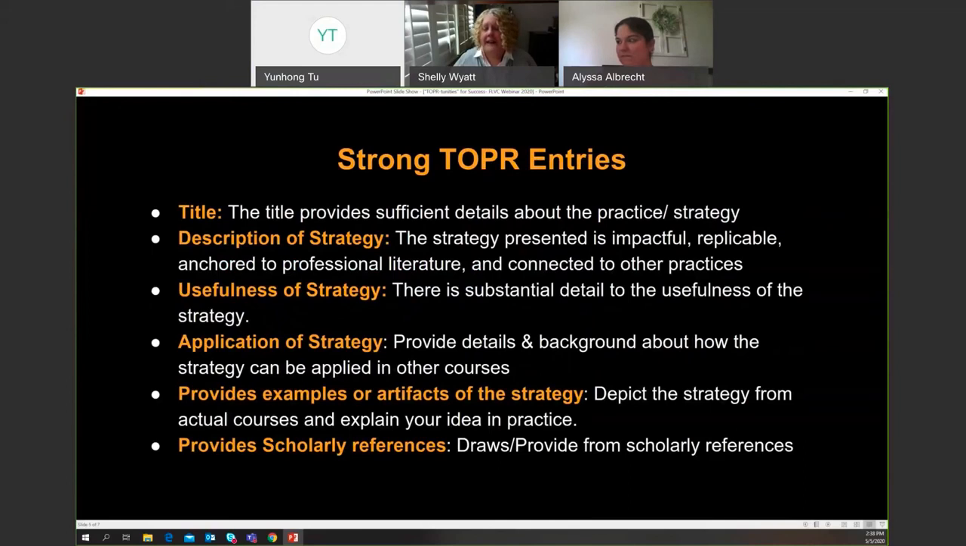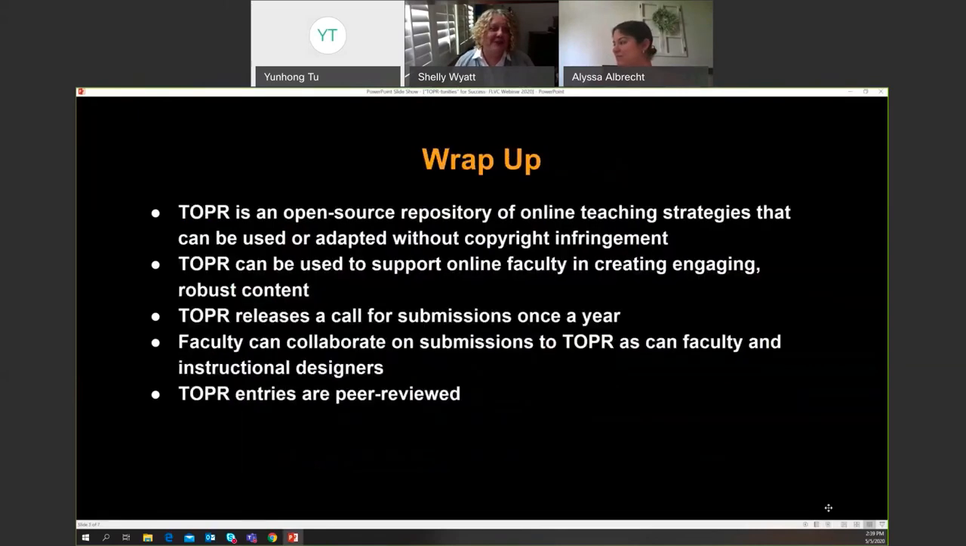So finally, and again, I know Alyssa touched on this a few minutes ago, strong TOPR entries have a title that describes what the entry is about, what the strategy is about; a description of the strategy and how it's useful; an example of how the strategy was applied in your course; examples or artifacts of the strategy, which can be images, PDFs, or video links; and scholarly references. That's what makes up a great TOPR entry, a great TOPR strategy. So at this time, I'm going to turn this back over to my colleague Alyssa, who's going to do our wrap up.